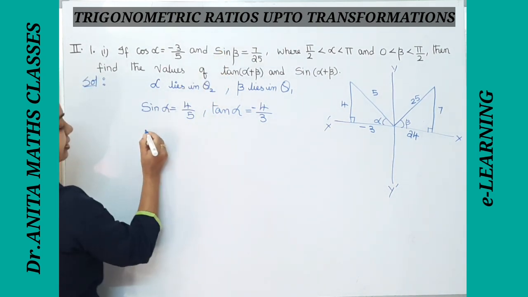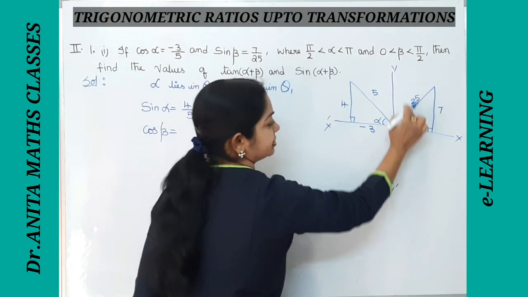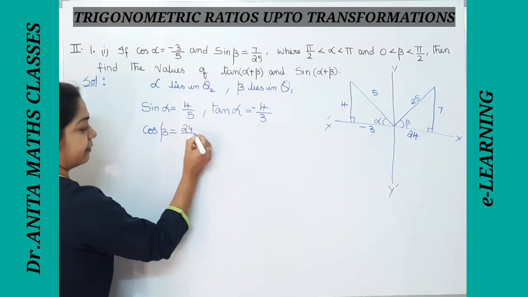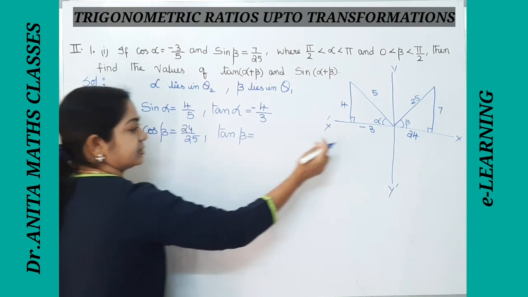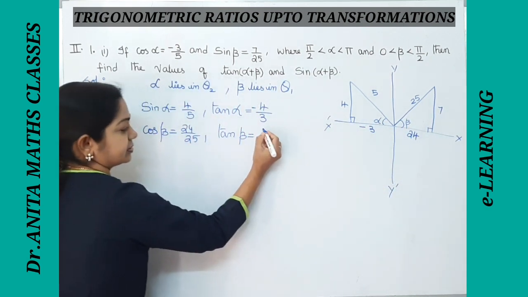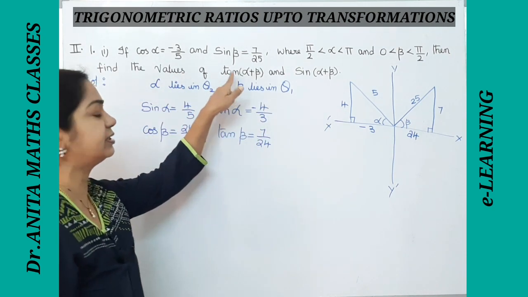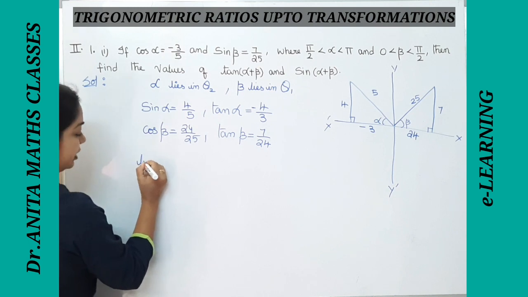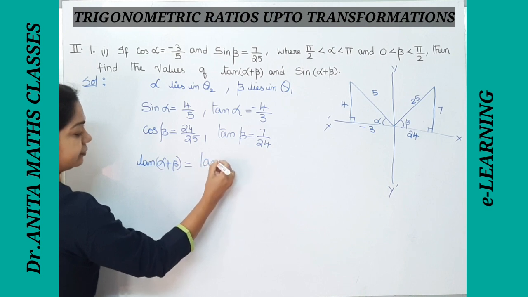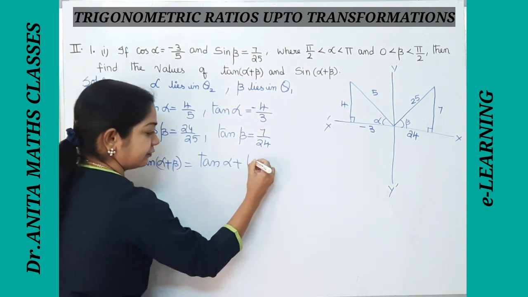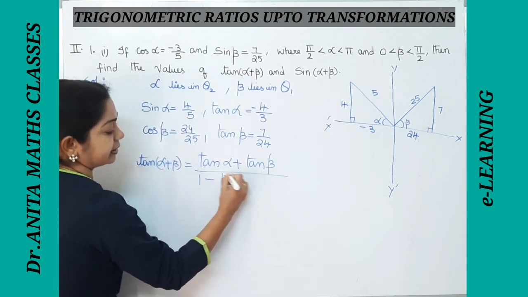And from there I can find cos beta. Here cos beta is adjacent by hypotenuse, that is 24 by 25. And we need tan beta also. Tan beta is opposite by adjacent, so that is 7 by 24. So we got all the values. We will directly substitute in the formula. We want tan alpha plus beta, so that is tan alpha plus tan beta upon 1 minus tan alpha tan beta.